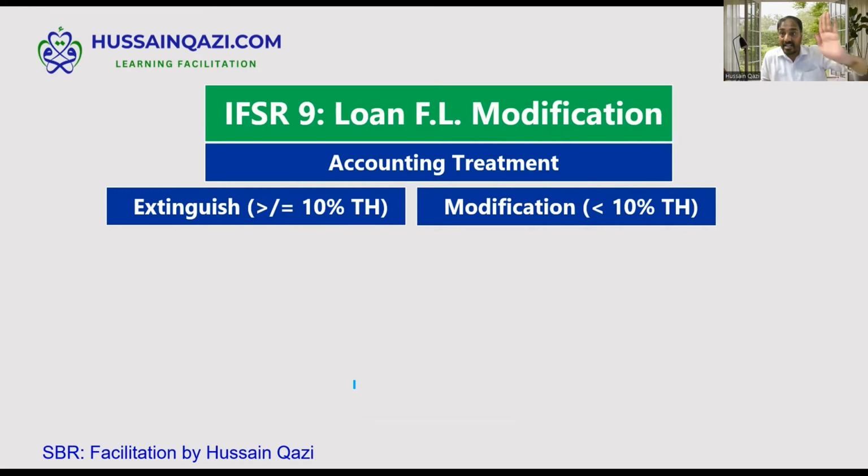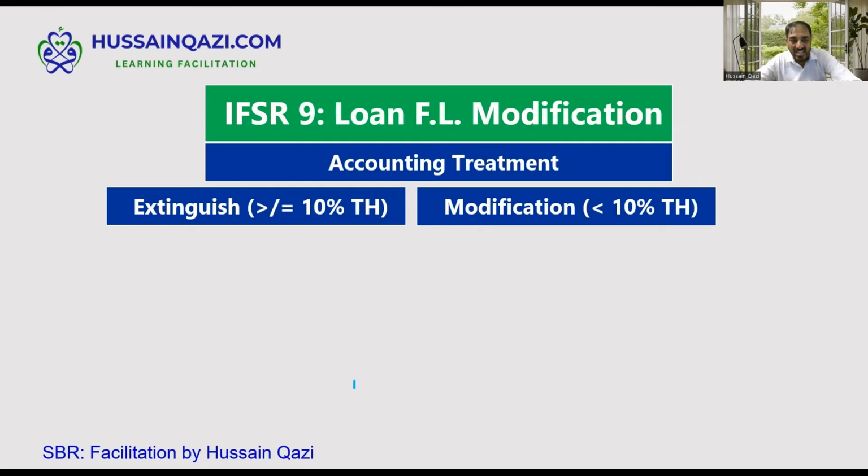Extinguish, that's greater than or equal to the 10% threshold. Maybe you people have a confusion, sir, about more than and less than. What about equal to? If the difference is equal to 10%, so greater than or equal to the 10% of threshold, we will apply extinguish accounting.